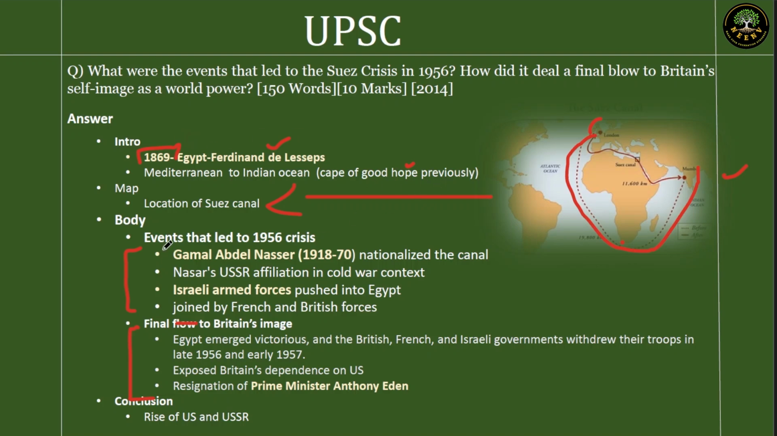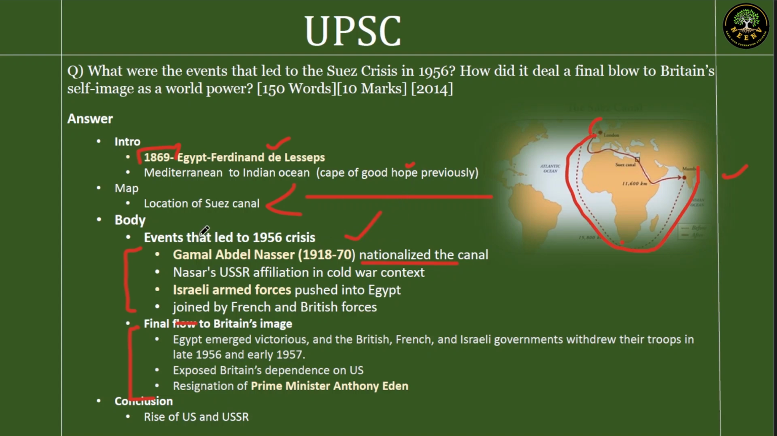What happened with the crisis? The crisis took place in 1956. Gamal Abdul Nasser, the president of Egypt, nationalized the canal. When you nationalize it, you are getting a lot of revenue from that because every ship that has to pass through has to pay tariff. So when you nationalize it, you are getting money from that. So Abdul Nasser nationalized it.